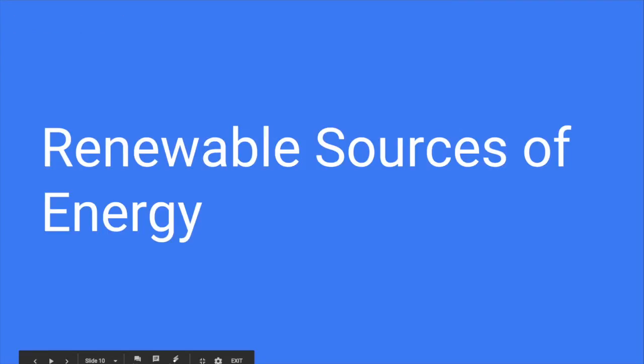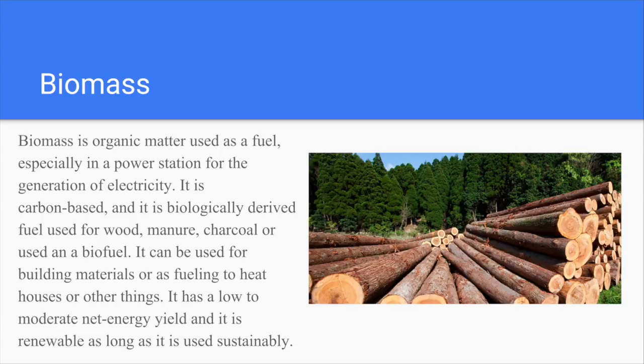These are renewable sources of energy, but not perpetual sources of energy. I will explain right now. First one's biomass, and biomass is organic matter used as a fuel, especially in a power station, for the generation of electricity. It is carbon-based and is biologically derived fuel such as wood, manure, charcoal, or used as a biofuel, such as ethanol or other kinds of biofuels that can be derived from plants and crops, such as corn.